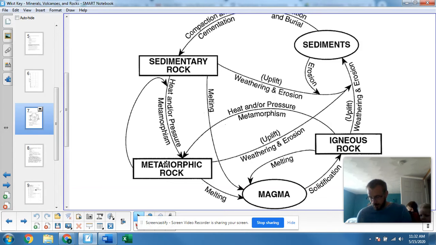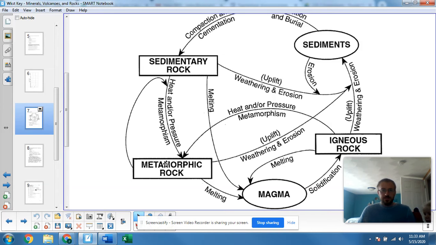So metamorphic is the only one that starts from a rock that's already existing, that already is around. Otherwise, sedimentary has to come from sediments first, and igneous comes from magma first, and sediments and magma are not rocks.